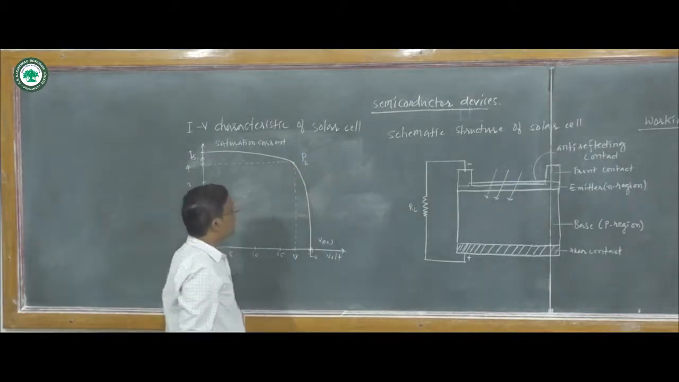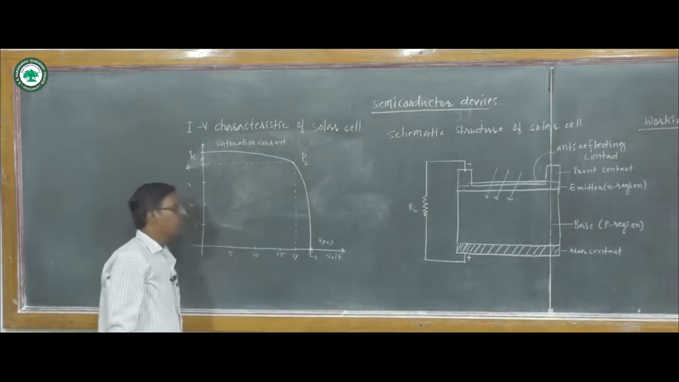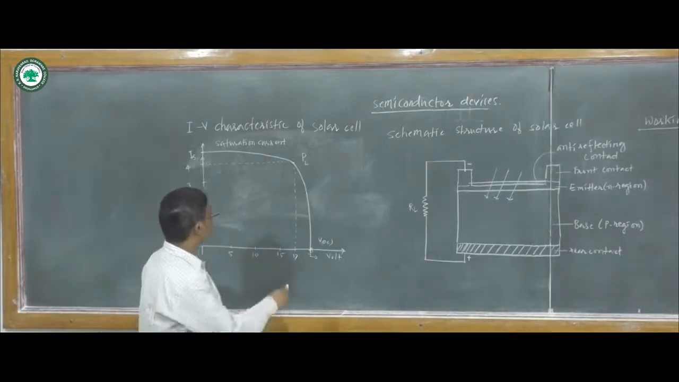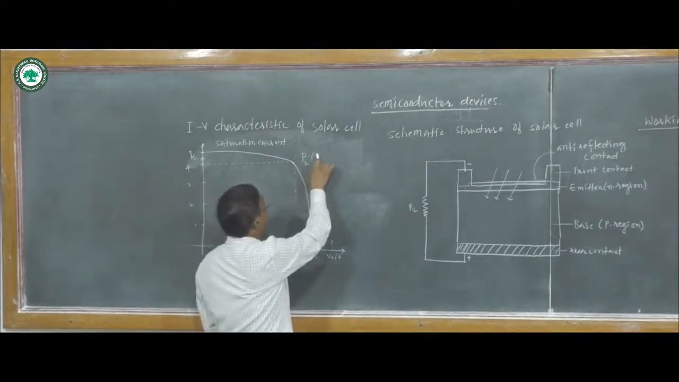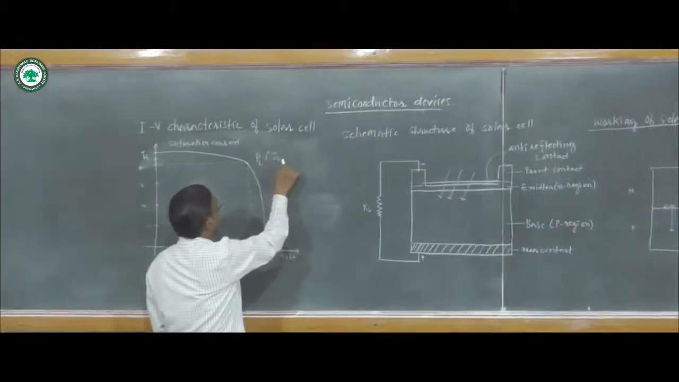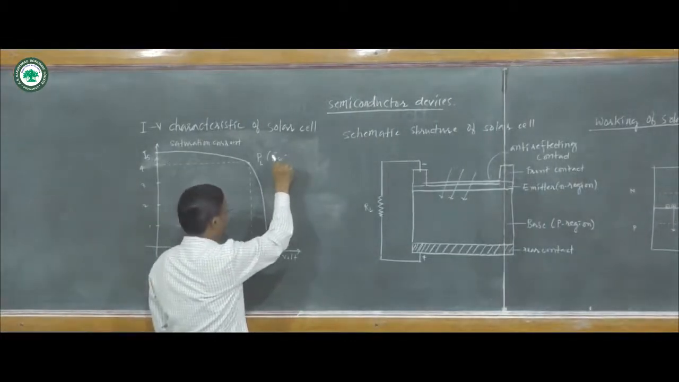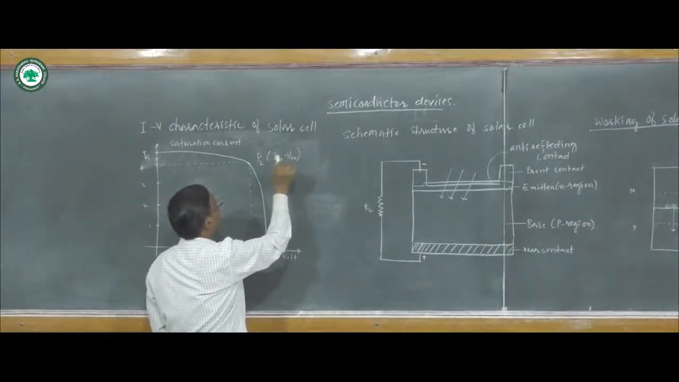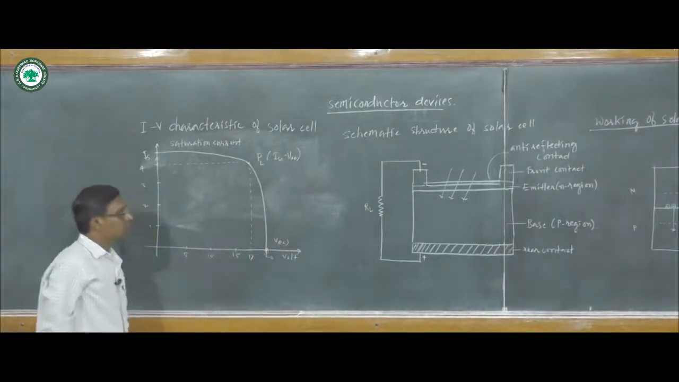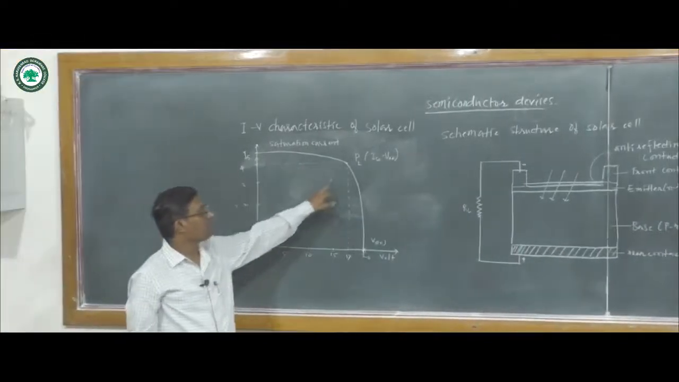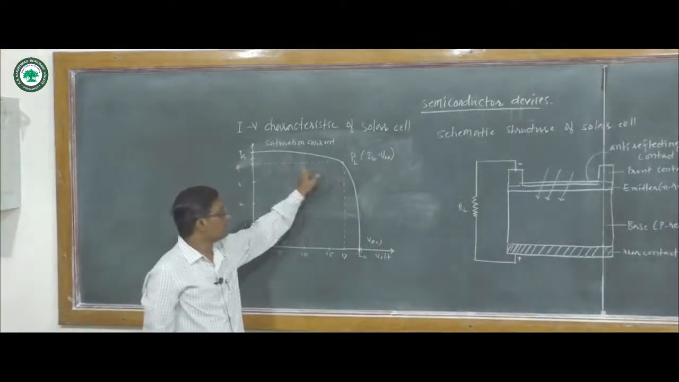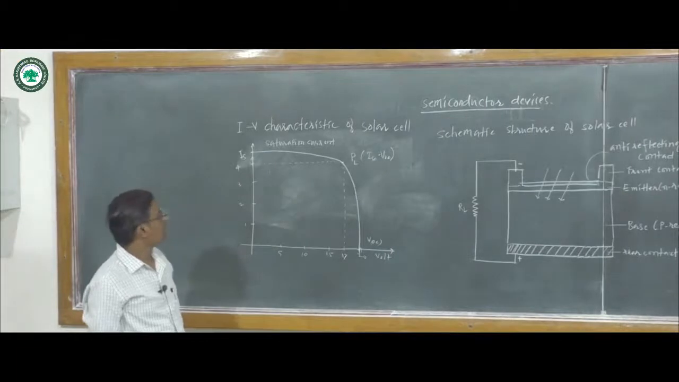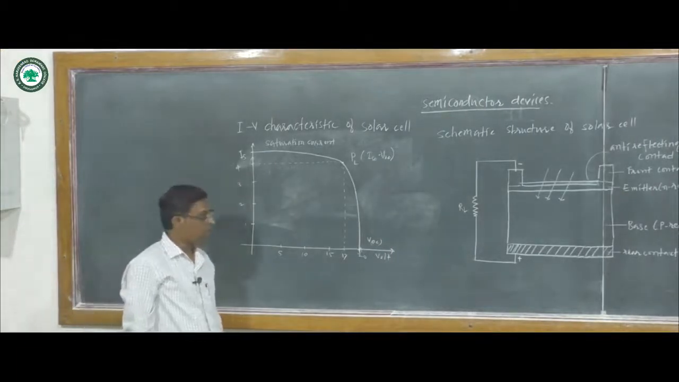For the particular point, as this curve suggests, there exists the power where we get the output power PL. At a particular point we get the power. This is the IV characteristic of the solar cell.